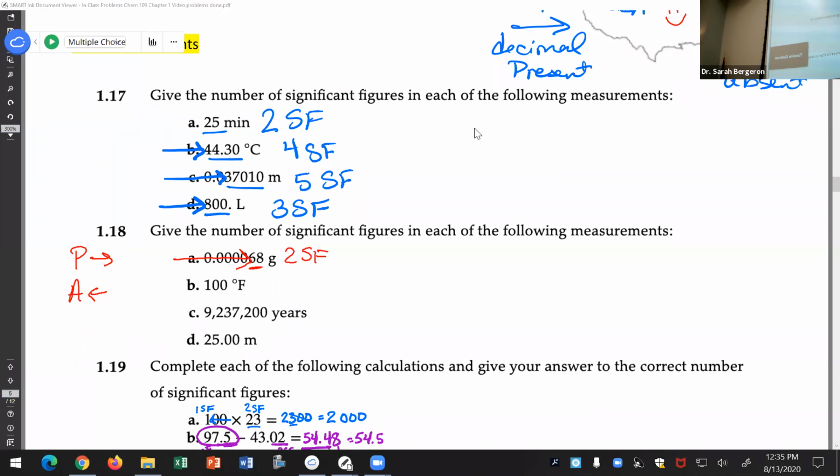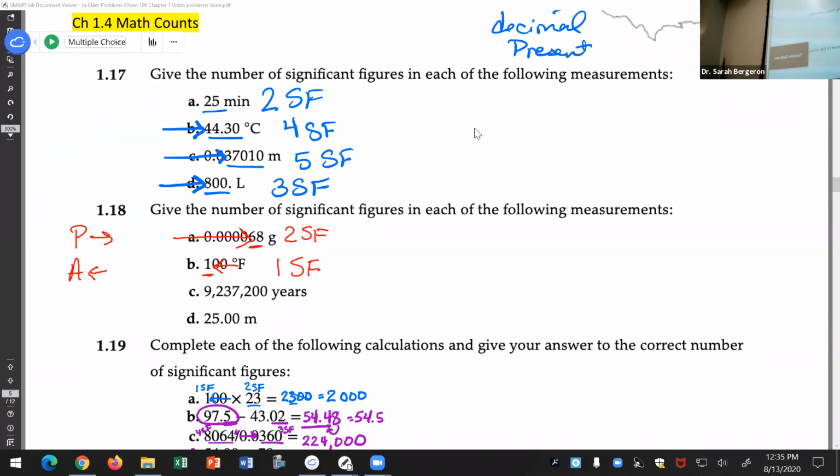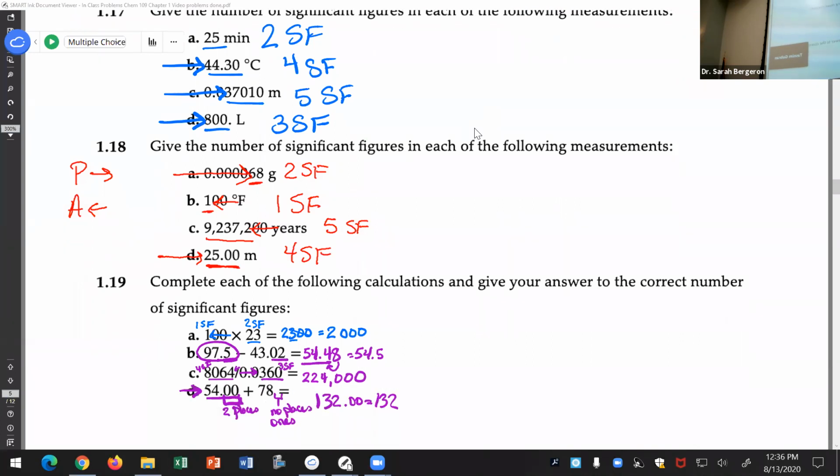Okay, B, present or absent? Absent. Draw your arrow until you get to your first non-zero. How many significant figures? 1. And I just abbreviate that SF, sig figs. Okay, how about C, present or absent? Absent. How many significant figures? 5. Okay, D, present or absent? Present, so I'm coming in this way. Oh, my very first number is significant, so they're all significant. So how many? Y'all like that? Kind of neat.